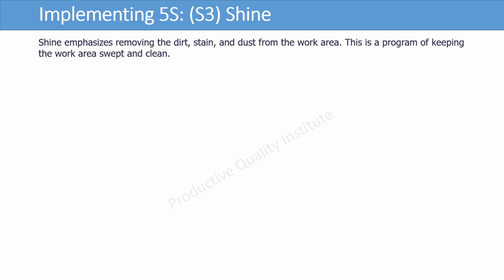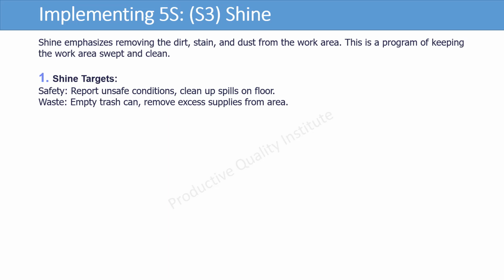Implementing 5S. S3. Shine. Shine emphasizes removing the dirt, stain, and dust from the work area. This is a program of keeping the work area swept and clean. 1. Shine targets. Safety: report unsafe conditions, clean up spills on floor. Waste: empty trash can, remove excess supplies from area. Cleanliness: sweep floor, place tools on board.